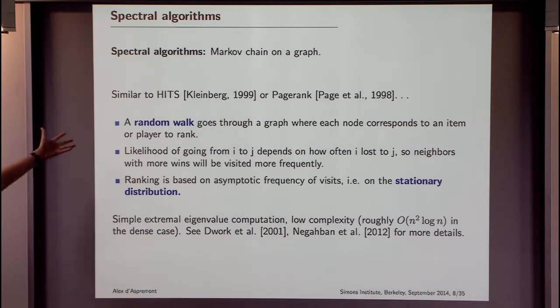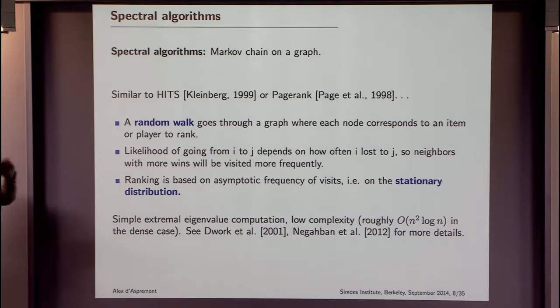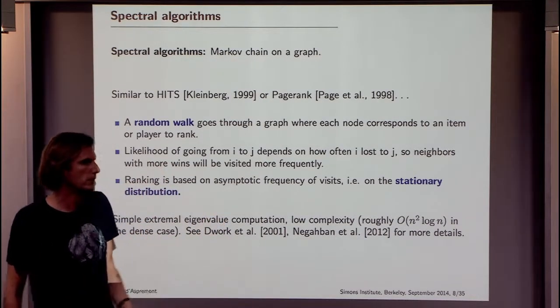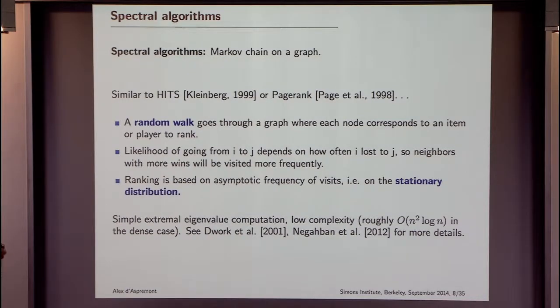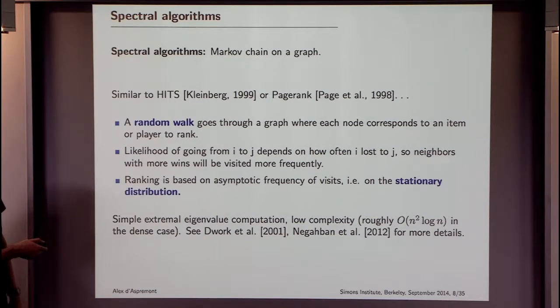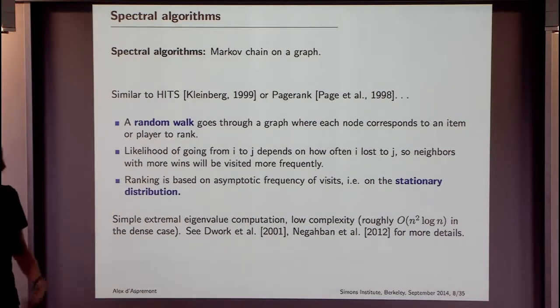Okay? Here for ranking, it's the same thing. To every preference relationship corresponds a link. Okay? And so you still have this random surfer on the graph of preferences. And the likelihood of going from i to j depends on how often i lost to j. Okay? So you're going to visit people with more wins more frequently. Okay? Since it's not reversible, how do you deal with this issue?